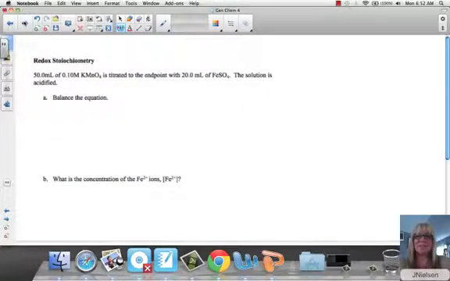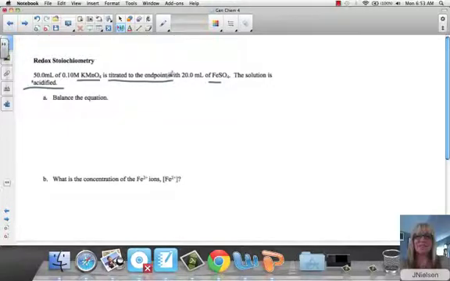Last two problems. Well, it's one problem, 2 parts. Again, always starting with a balanced equation. I've got 50 mils of 0.1 molar KMnO4. It's titrated to the endpoint with FeSO4. The solution is acidified. Okay, so a couple of things stand out right away: KMnO4 and the Fe, and it's acidified. So I'm thinking my redox equations.